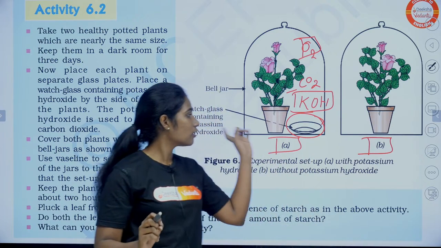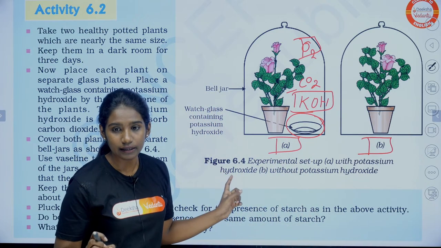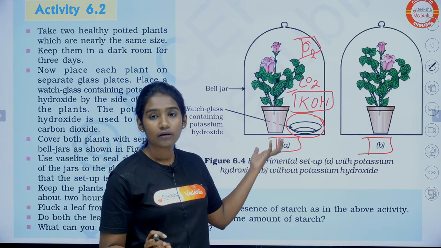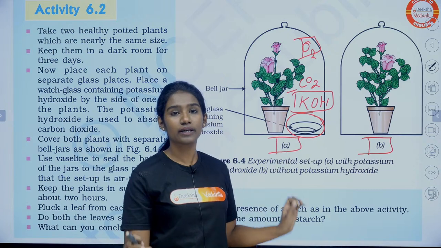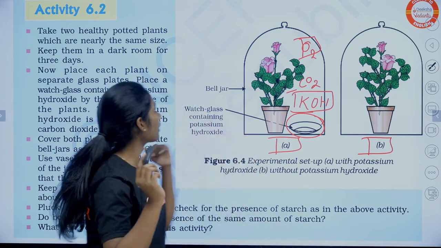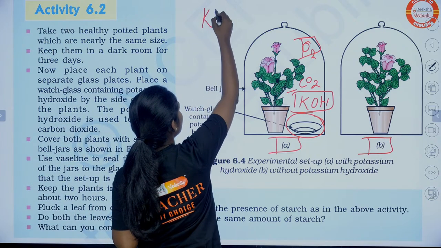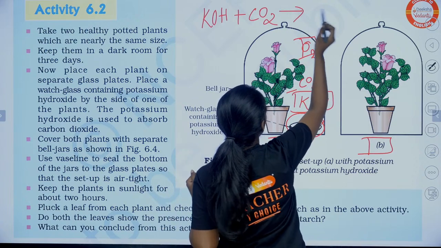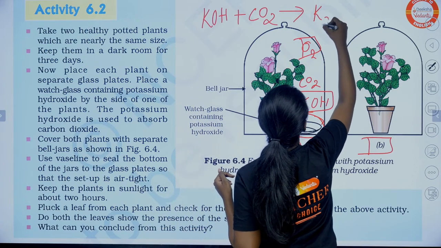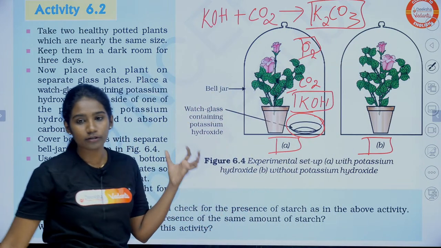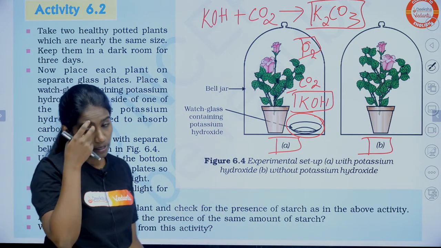Okay, clear with that? So this experiment is conducted, why? To show the importance of carbon dioxide for photosynthesis to take place. So this KOH, what happens is that KOH plus CO2 gives carbonate, CO3. This is a carbonate which cannot be used up.